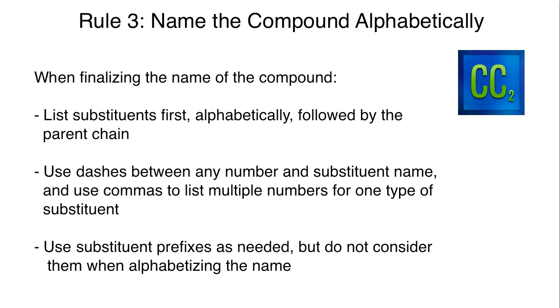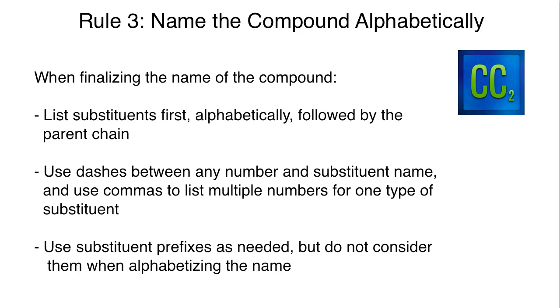The commas you're going to use if you're listing multiple numbers of one type of substituent. All right, so when we're looking at something like that, let's say that I had 3 different methyls, right, in position 2, another one in position 2, and then one in position 4. Then what I would say is 2,2,4-trimethyl. So whenever you have multiple of the same type of substituent, you're going to use the commas to separate each of the individual substituent number values that are associated with them.